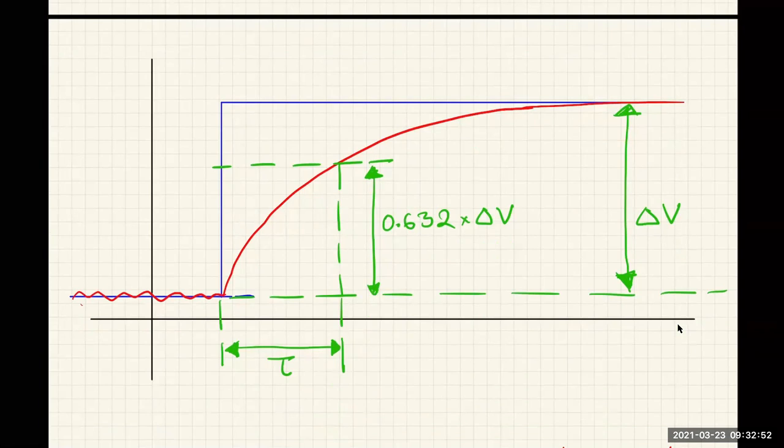But as it is charging, after time tau, the capacitor will have charged 63.2% to its final state. So if you want to measure tau, all we have to do is measure this total height in voltage, and then find where that height is 63.2% of the total height. The time between when it started charging and this point will be exactly tau. In task 1 and task 2, that's what you're going to do: measure tau.